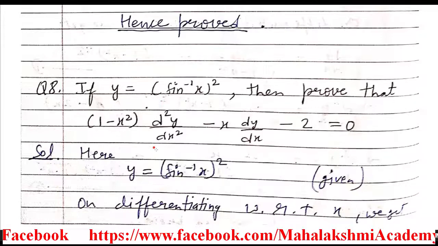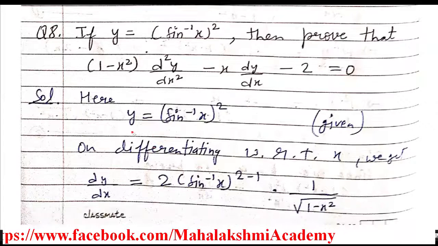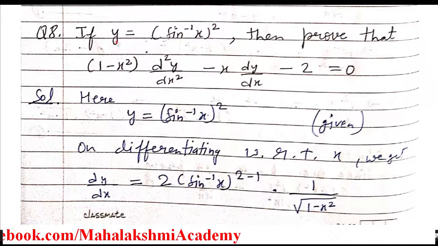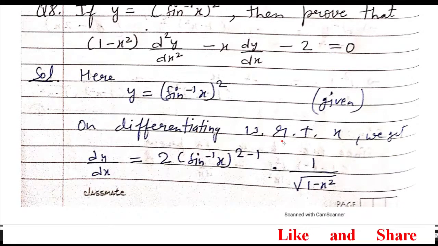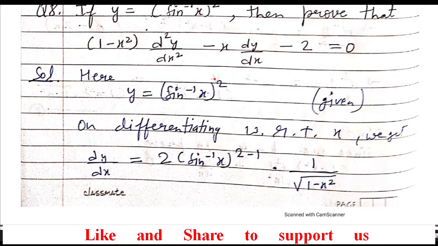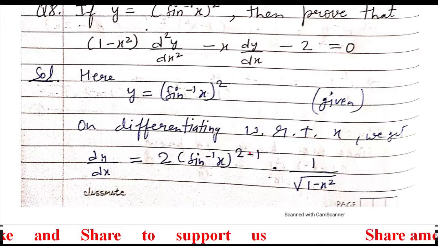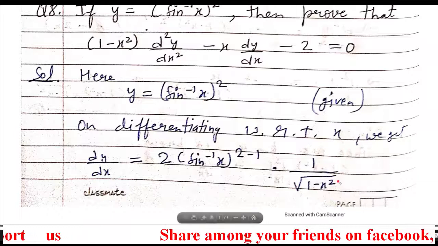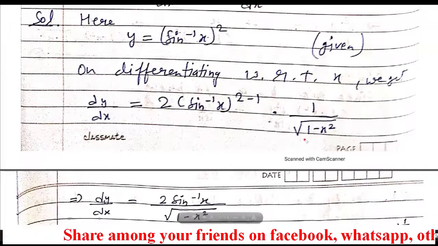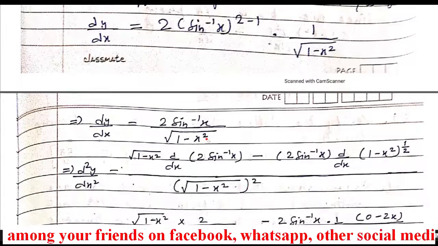Now we move to question number 8. In question number 8 we have y is equal to sine inverse x, whole square. So in this also we need the second order derivative and the first order derivative. So first write your function y, then differentiate it with respect to x. When you differentiate, first it will behave as x to the power n, which is n x to the power n minus 1. Then according to the chain rule, you have to differentiate sine inverse x, that will give you 1 upon root 1 minus x square. So you will obtain this.